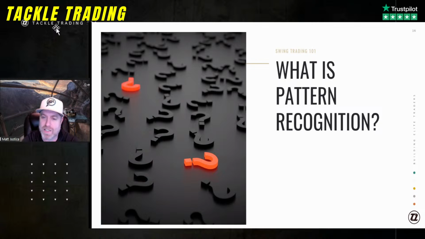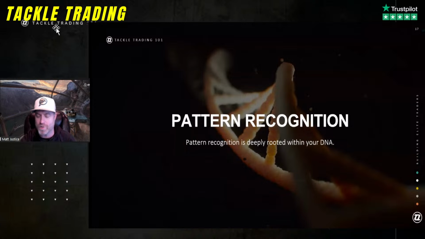So reversal analysis ends trends. Continuation analysis will either continue the previous trend or it starts a brand new trend based on the previous trend. And so we'll get into that a little bit here tonight, but that's a little bit more of an advanced concept. Pattern recognition is also built into our DNA.